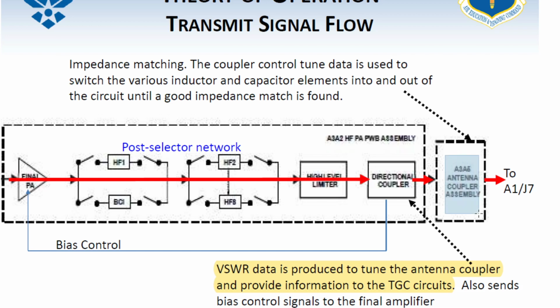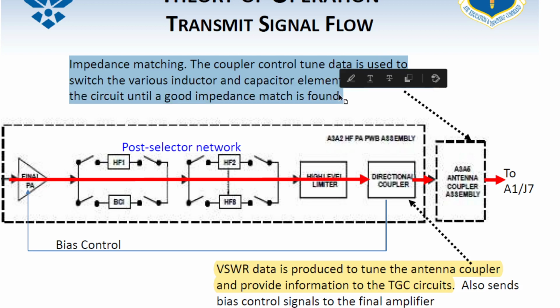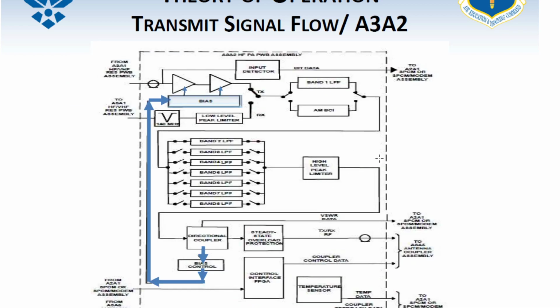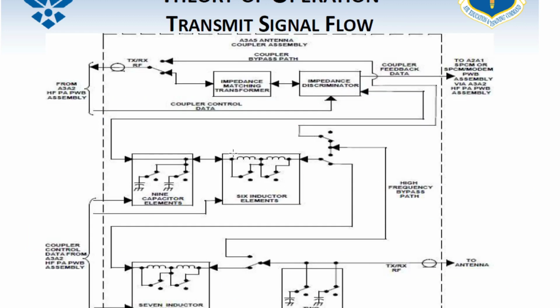Then it passes that information on to the antenna coupler here, which does impedance matching, and the coupler control tune data is used to switch the various inductor and capacitor elements into and out of the circuit until a good impedance match is found. So it's going to bounce that signal back and forth until it gets what it wants right here. This is what's happening in the antenna coupler. It's going to bounce between these inductors and these capacitors, and these other inductors down here, until it gets exactly what it wants to send out through the antenna here.